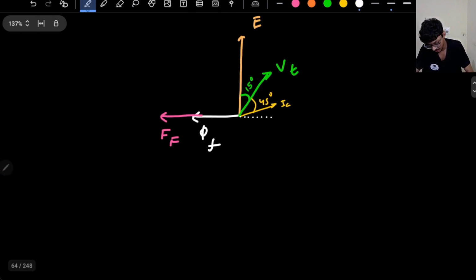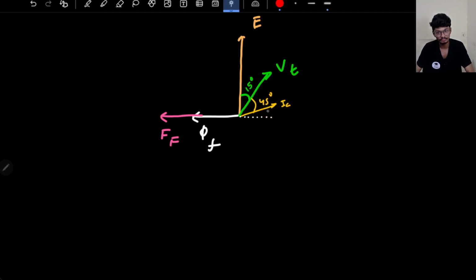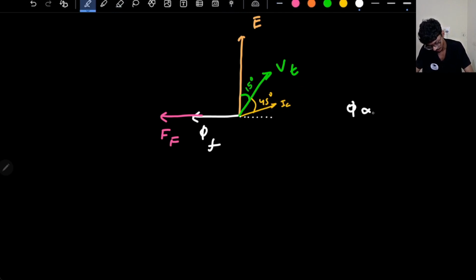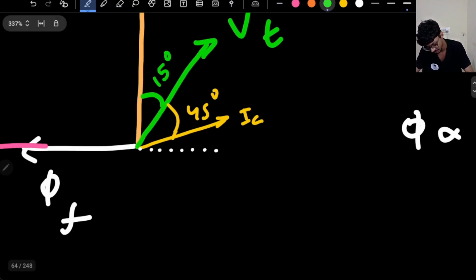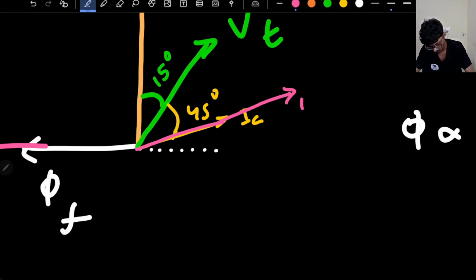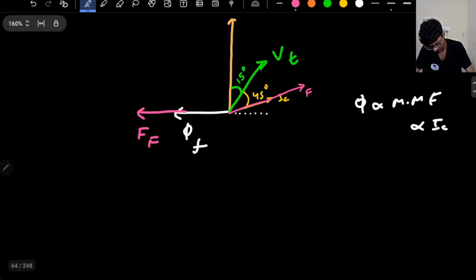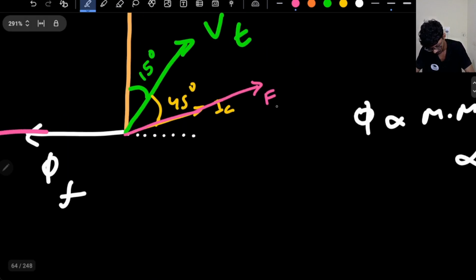Now they are asking me what will be the direction of the armature flux. Same along the armature current, right? Because my flux is proportional to mmf, and mmf in turn is proportional to current. Same direction. So mmf also will be in the same direction here. This will be the mmf, that is the armature mmf.